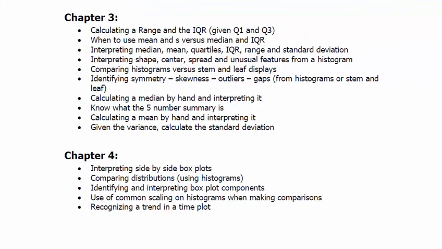So we're down to the home stretch on the last two topics. You can identify symmetry, skewness, outliers, and gaps from histograms or stem and leaves using the same sort of techniques that we described just a moment ago. Because remember, the stem and leaf is just like the histogram, so you're looking at the same stuff.